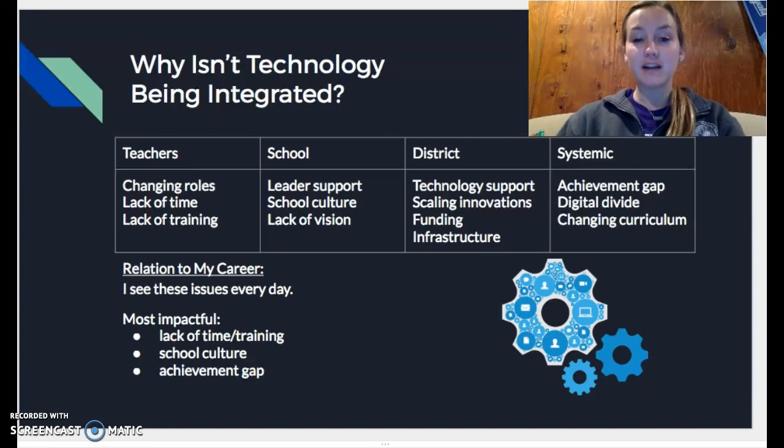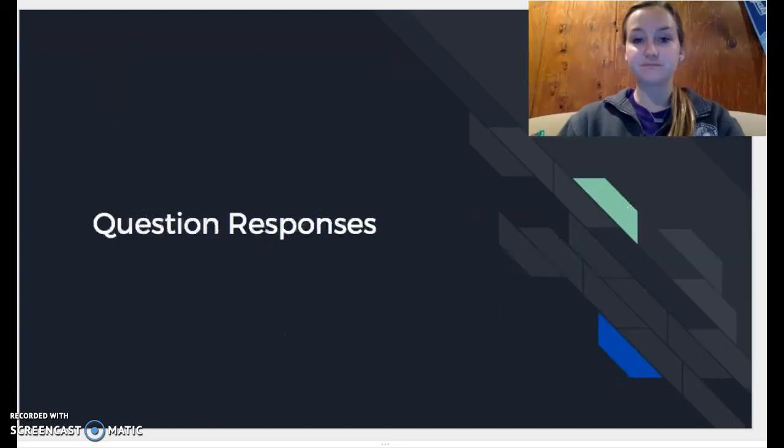And then an achievement gap. I work in a pretty high poverty school, so my students definitely are on the wrong side of the digital divide at home, and they don't have technology class at school. So a lot of them really struggle in terms of using technology.